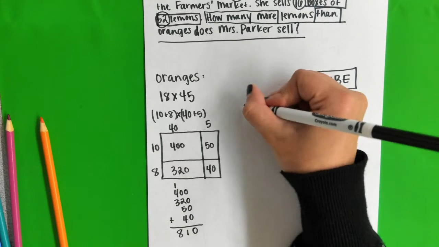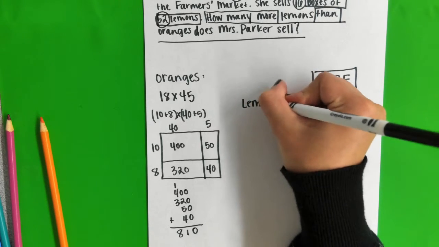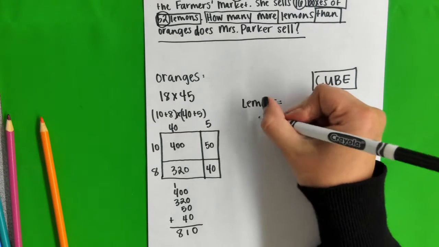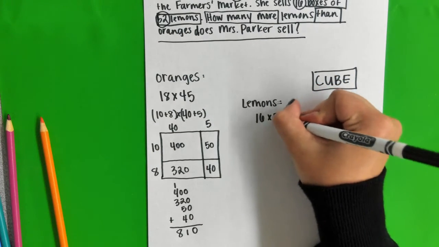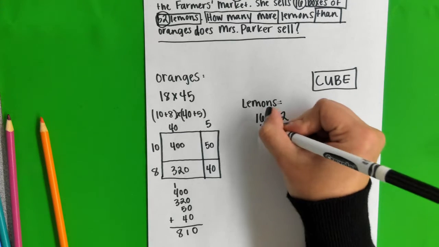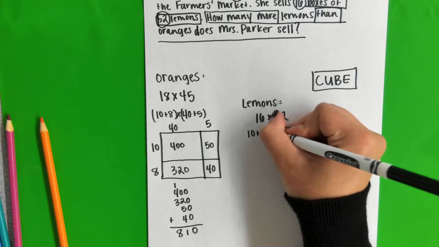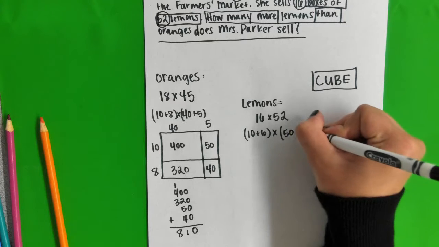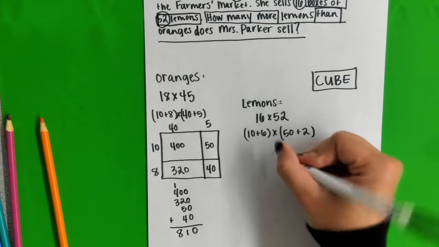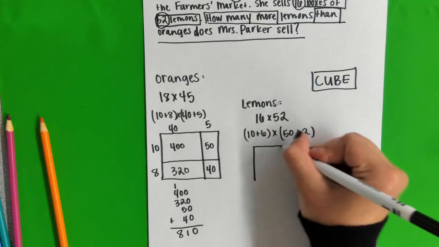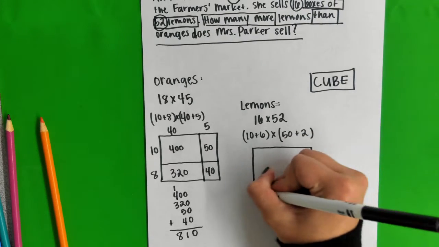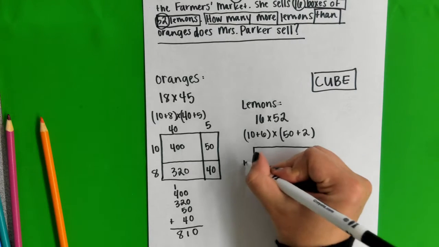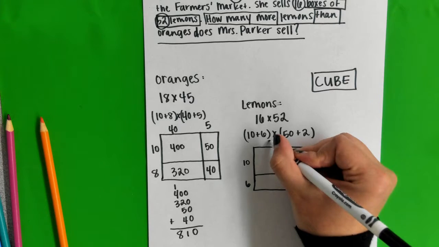Now I'm going to find out how many lemons I have. I have 16 boxes of 52 lemons. And I can break this down again. 16 turns into 10 plus 6. 52 turns into 50 and 2. I draw my box. 10 and 6 down the side. 50 and 2 across the top.